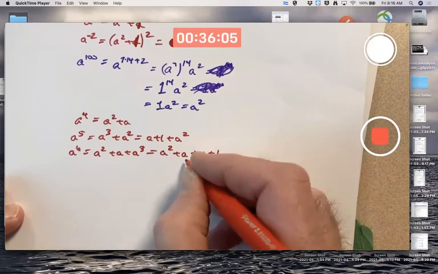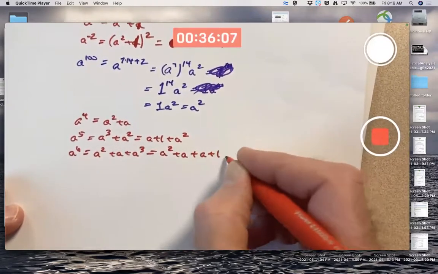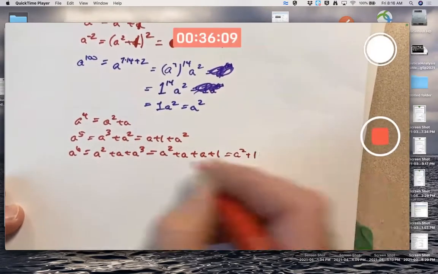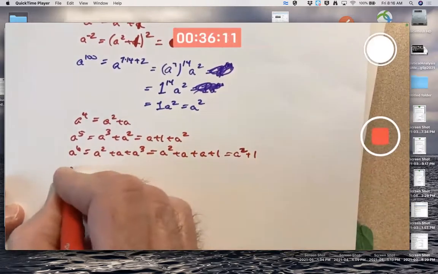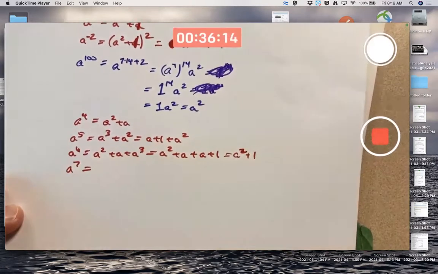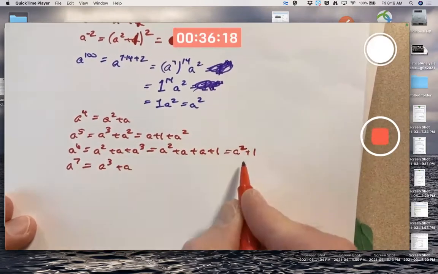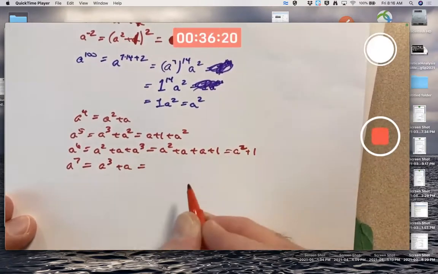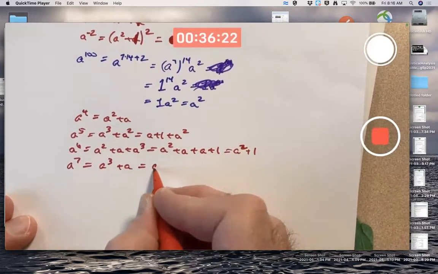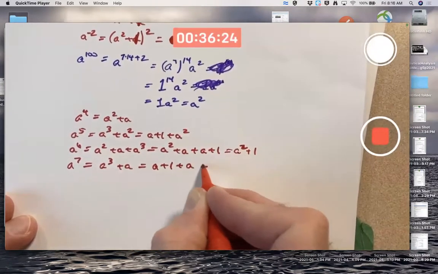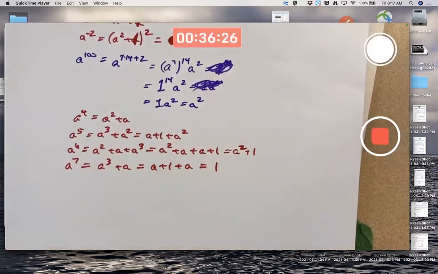Mod the coefficients by 2. This is a 0 there. This is a squared plus 1. Hopefully now, when I multiply by a one more time, I get back to 1. This becomes a cubed plus a, multiplying that by a. And a cubed again is a plus 1. Yeah, that simplifies to 1 mod 2.